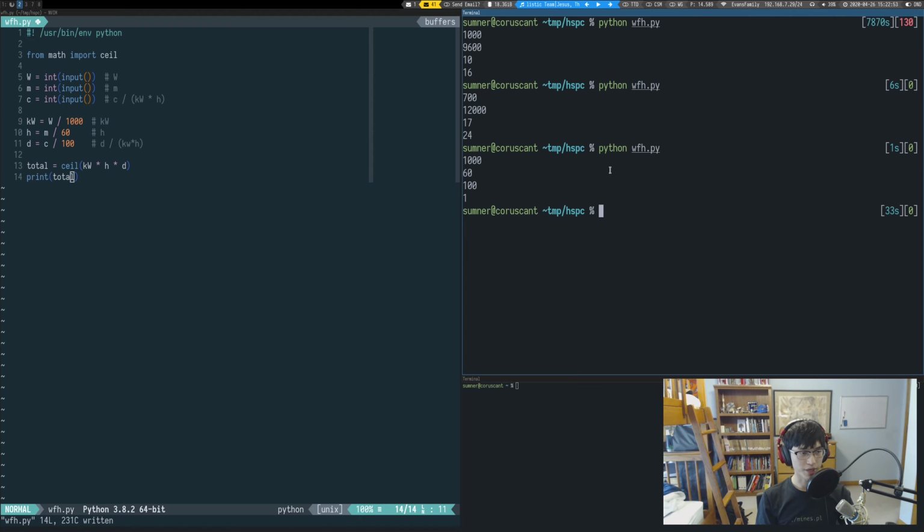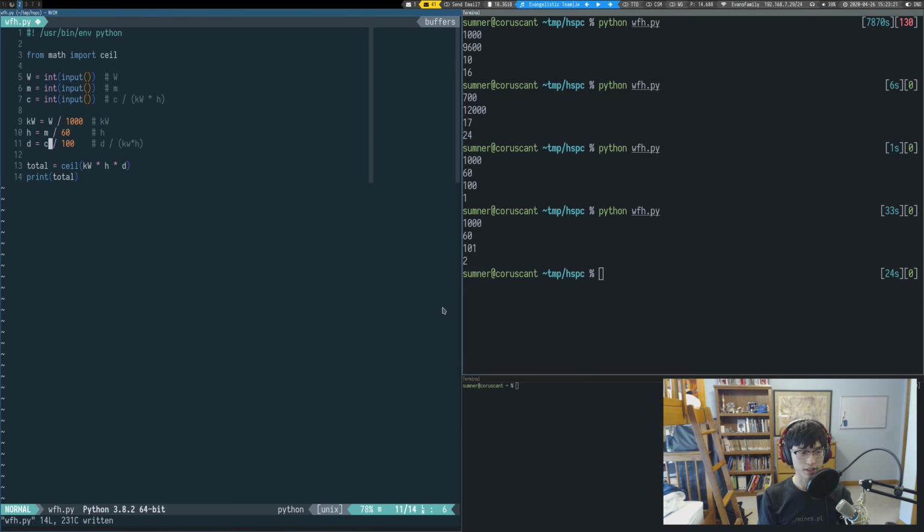Now what if the price is just a little bit more? Let's just say it was 101. So 1000, 60, and 101. In this case, we should expect that since it is going to be a little bit more than $1 per kilowatt hour, our total price is going to round up to $2, even though the price is $1.01. And that's exactly what happens here.